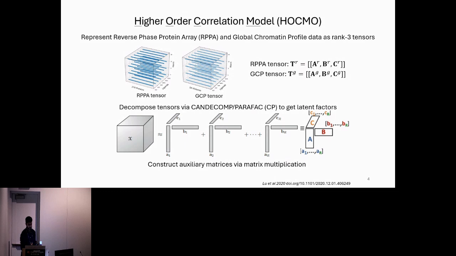To summarize this method, the reverse phase protein array data, which we use to measure protein expression, is modeled as a tensor, as is the global chromatin profile data, which we use for histone marks. These are their own tensor each, which we then decompose to get latent factors. These latent factors represent higher order signaling between signaling pathways. While our project used 2 data modalities, this method can be extended freely to 3 or more modalities.